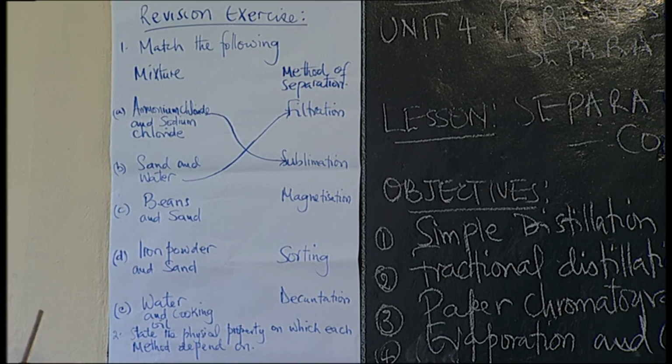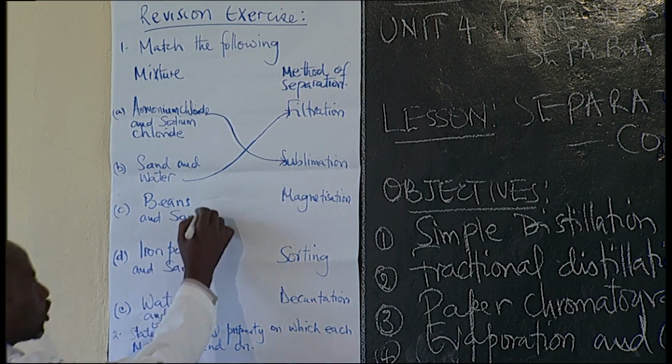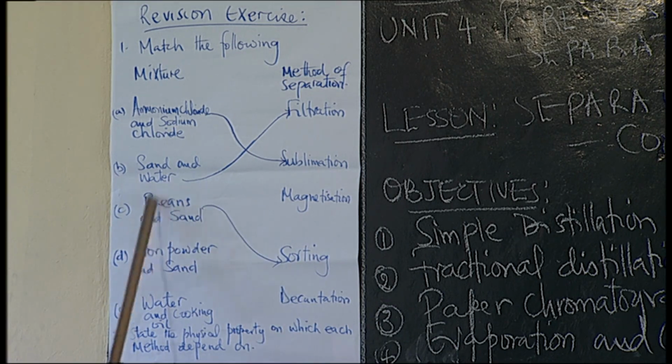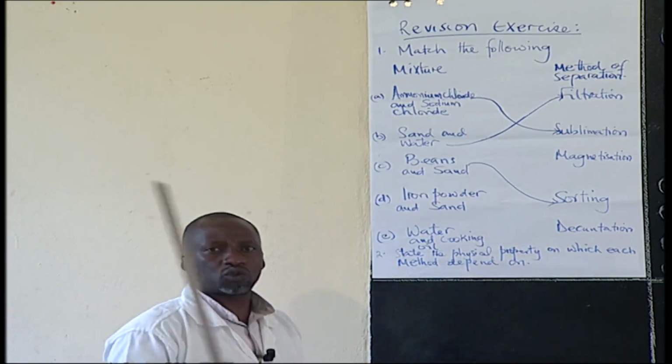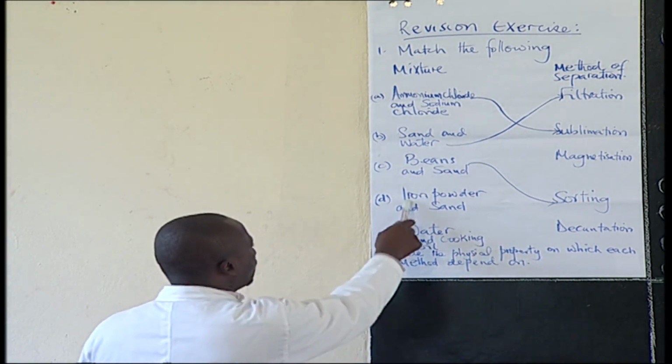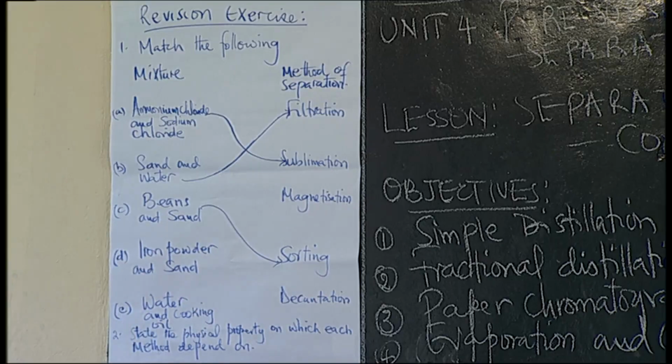Let's go to C, which is beans and sand. Beans were just poured into the sand by accident. What do we do? This is very simple. Just do the picking or the sorting, one by one, and then you separate. Which physical property do we use here? The sand and the beans do not have the same sizes, so that is why we are using sorting.